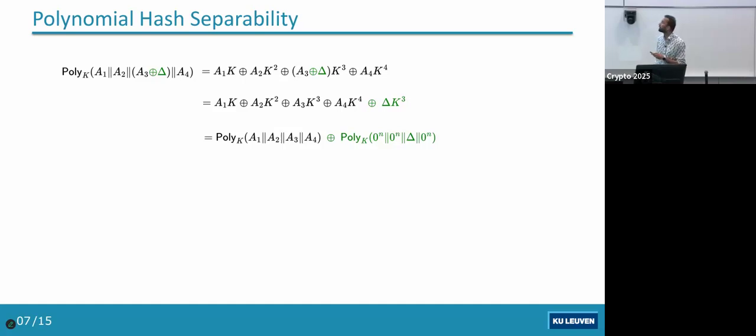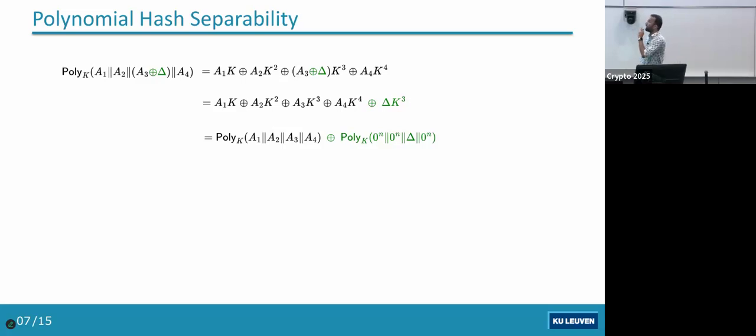XOR a variable delta here, then while opening it in polynomial, you can separate out this delta dependent term, and you can write it as another polynomial hash evaluation. So basically, polynomial hash can be separated into two polynomials where the second term is just delta dependent. It's independent of the input A1 to A4.